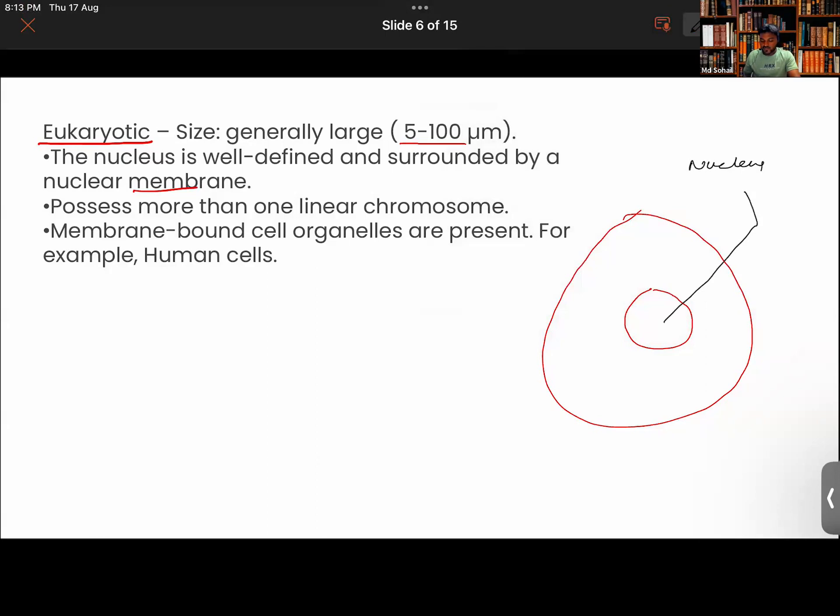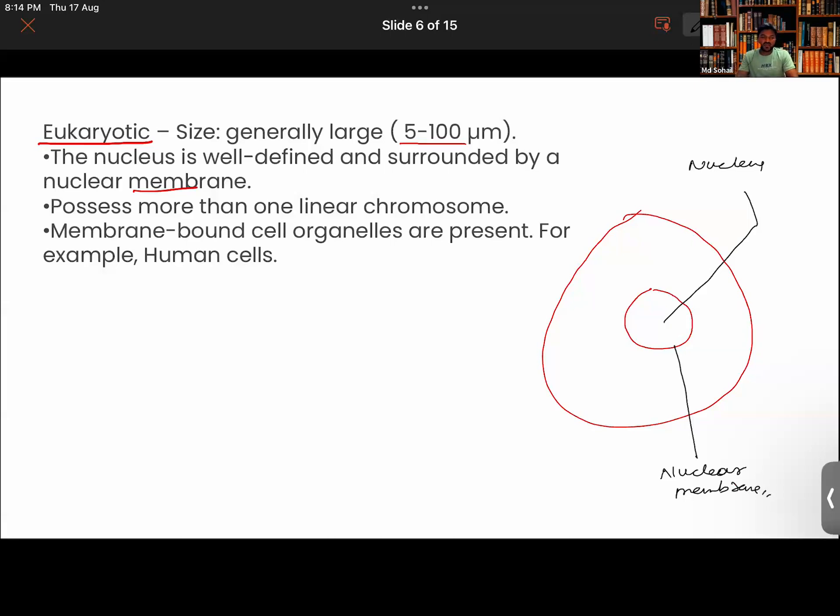Nucleolus? Cytoplasm? No, not nucleolus, nucleolus is a different thing. Nucleoplasm? No. Simply nuclear membrane. We call it simply nuclear membrane. Okay.